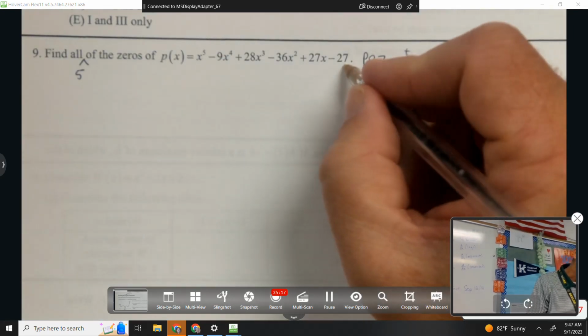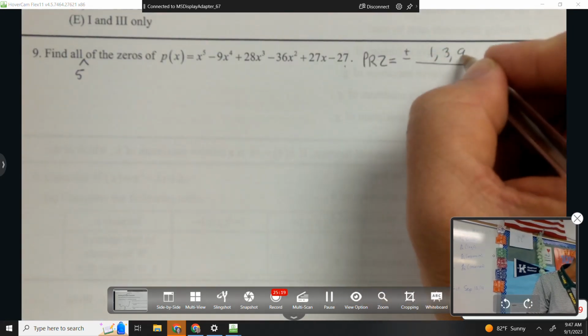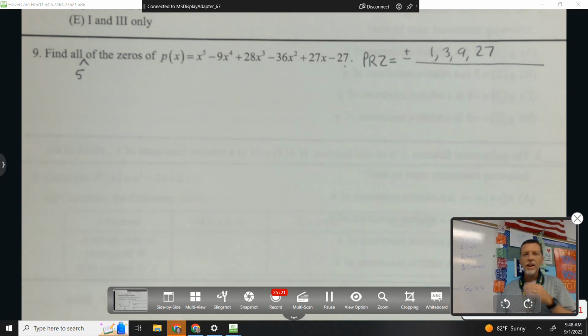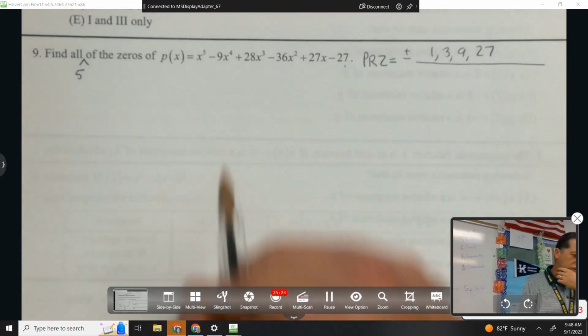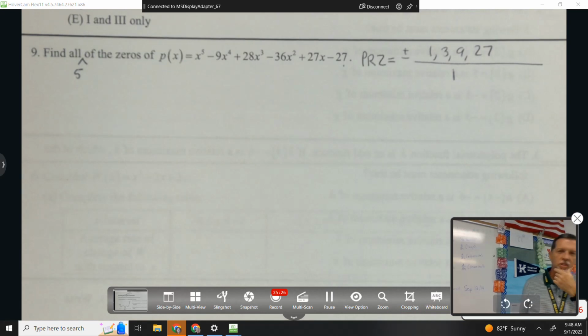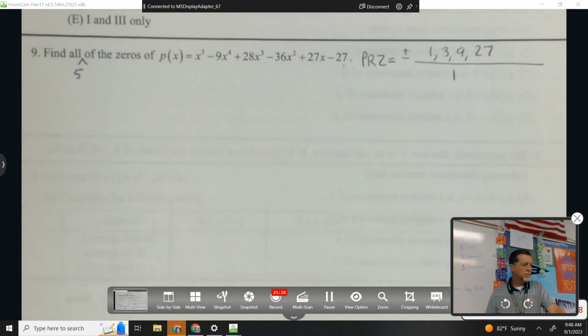So factors of the last: 1, 3, 9, and 27. Factors of the first, or at least I catch a break here, there's only one of those. So how many possible factors are there? 8. And again, it doesn't mean that any of those 8 are really going to work. Now, hopefully they do, because of the way this problem's set up. It'd be a terrible problem if none of them work.